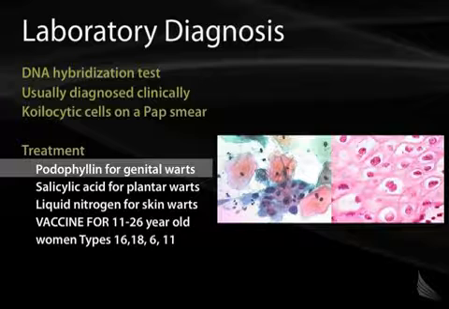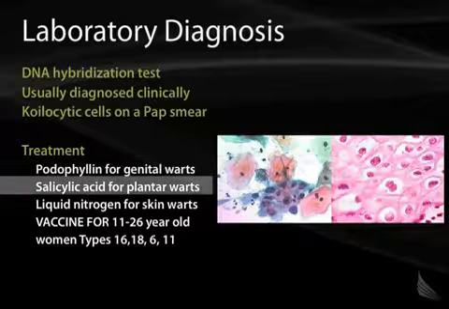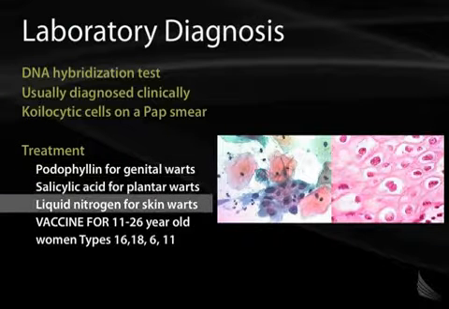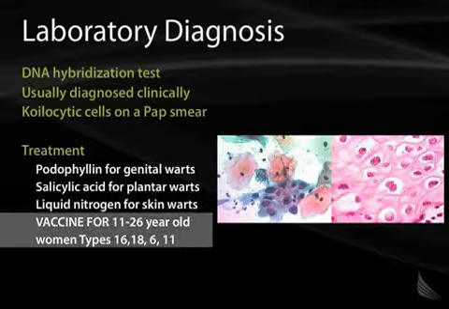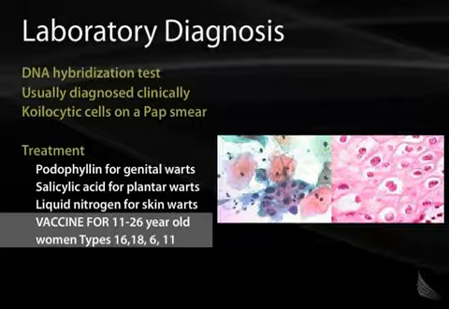Treatment is podophyllin for genital warts, salicylic acid for plantar warts, liquid nitrogen for skin warts, and you can do a vaccine newly available for 11 to 26-year-old women for types 16, 18, 6, and 11. This is thought to decrease the incidence of cervical cancer caused by HPV.